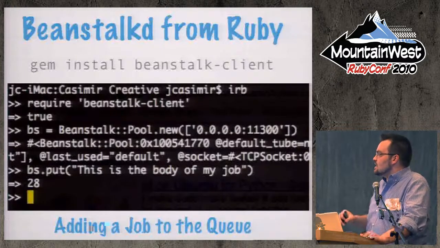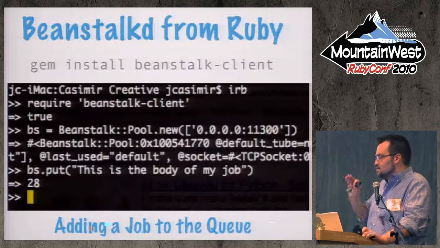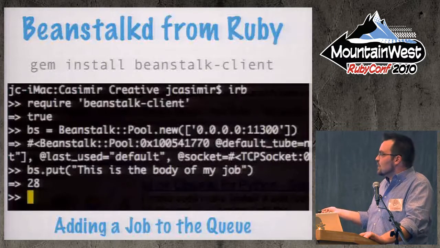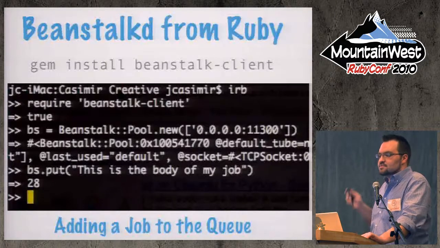It's basically an implementation of the memcache protocol, and so there's no intelligence. You just put strings and you take strings off. It returns a job number, which is 28 in this instance.